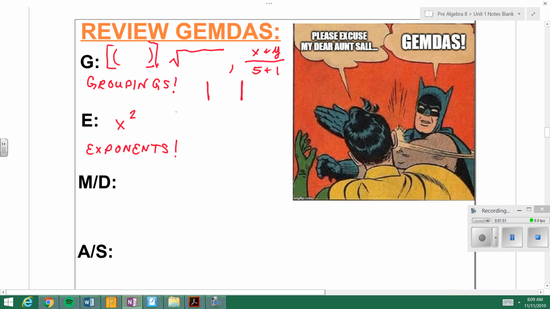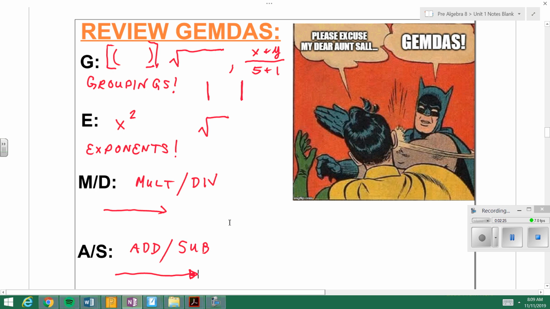And the other thing that I would just be aware of is that when you have a square root, that falls into the exponent category, right? That falls into the exponent category because a square root is really taking something's half power. It does the inverse of a square. Then, of course, we're going on to multiply and divide from left to right. And then we add and subtract from left to right. Just like reading a book. Right, there you have it.